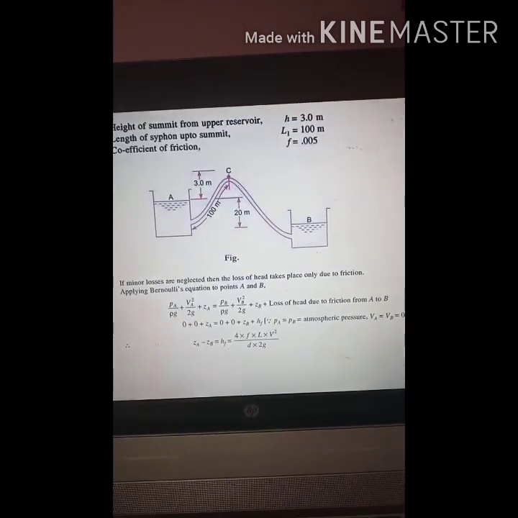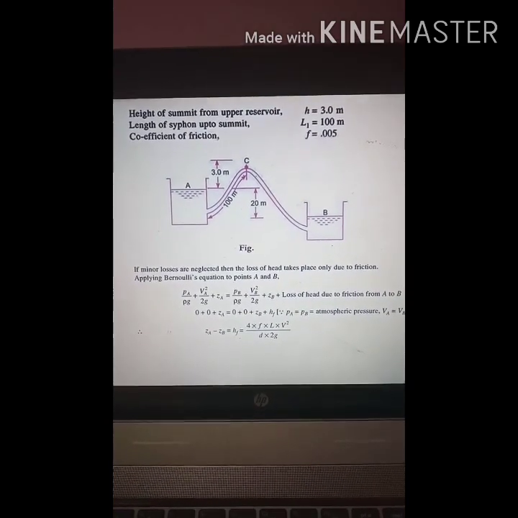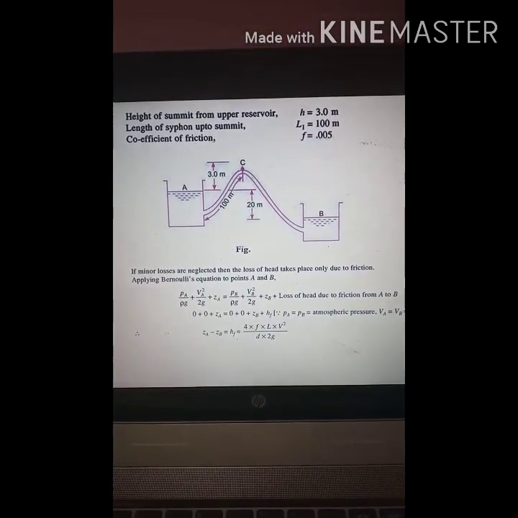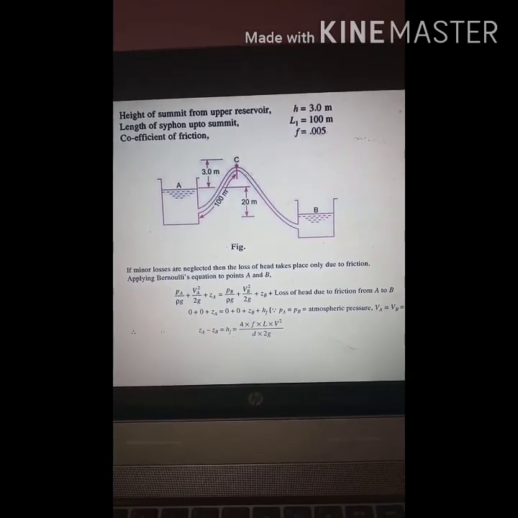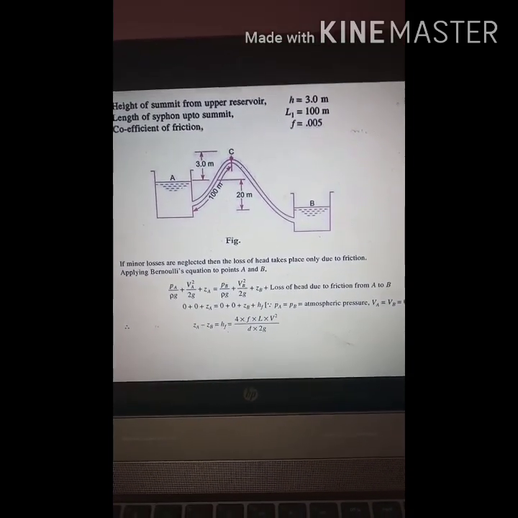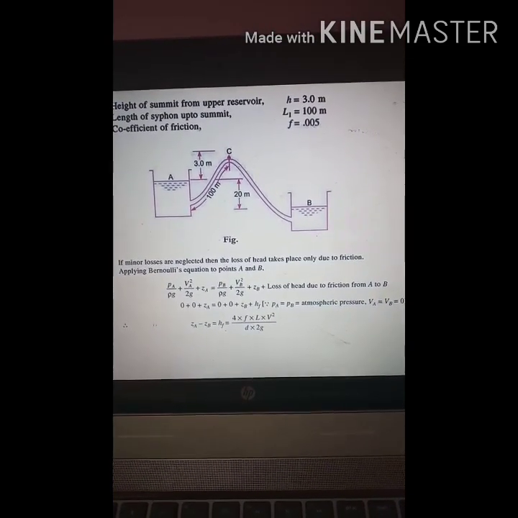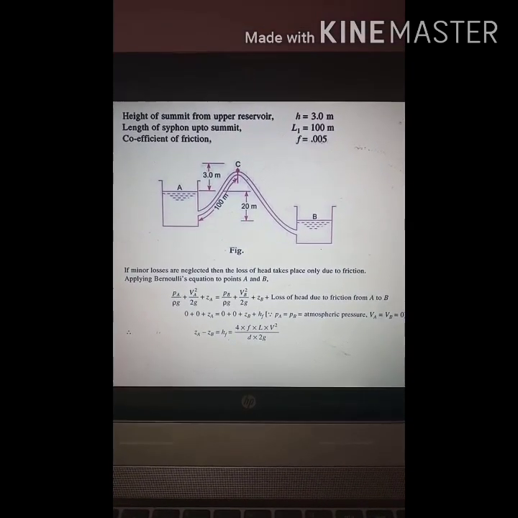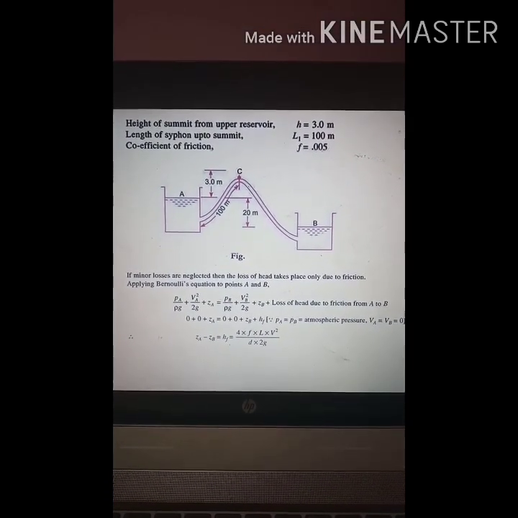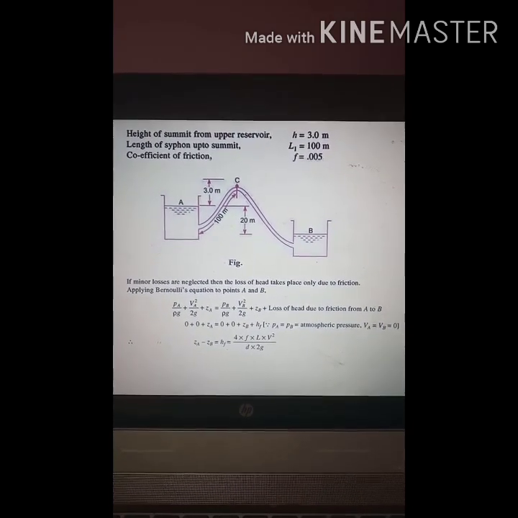Now in this numerical, the minor losses are to be neglected. Then the loss of head takes place due to friction only. Applying Bernoulli's equation to points A and B: PA by rho g plus VA square by 2g plus ZA is equal to PB by rho g plus VB square by 2g plus ZB plus loss of head due to friction from A to B.